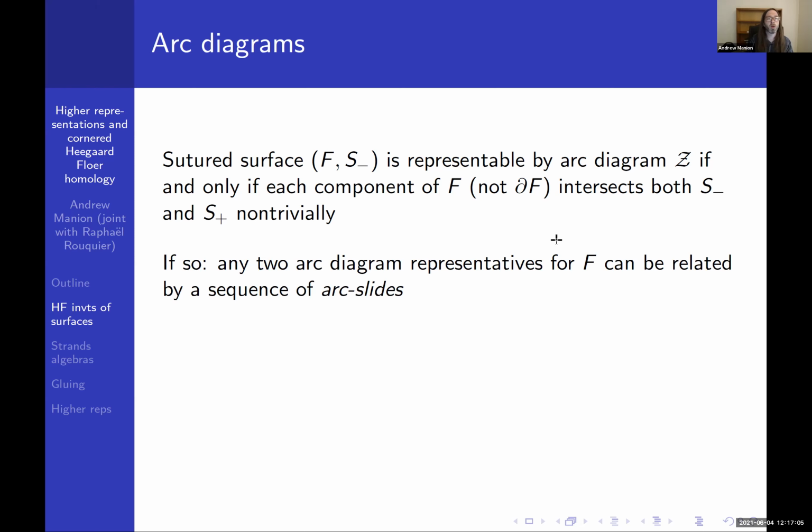And then furthermore, let's suppose we have one of these. Then any 2 representatives from it can be related by a sequence of so-called arc slides. And this looks like the following picture. I just take this arc and I take this little endpoint down here and I slide it up around, and now I get this arc diagram, and it represents the same sutured surface, but the Lagrangians have changed. Okay, and so I can think of changing between different Lagrangians, that could arise as part of one of these generating families, as coming from arc slides.